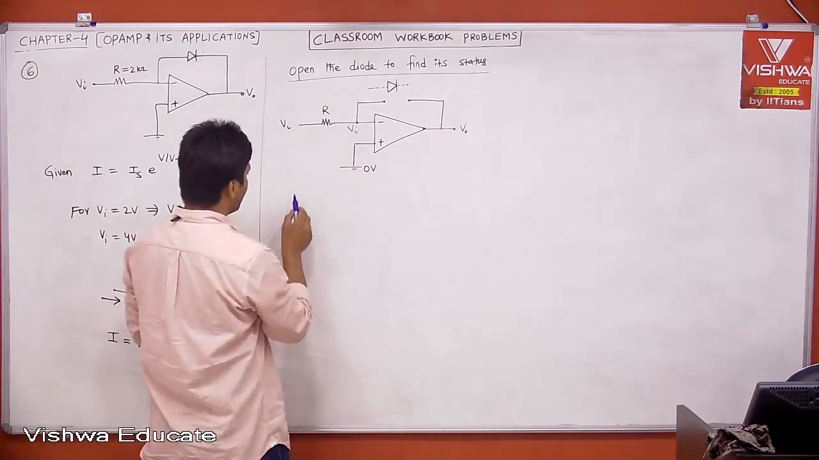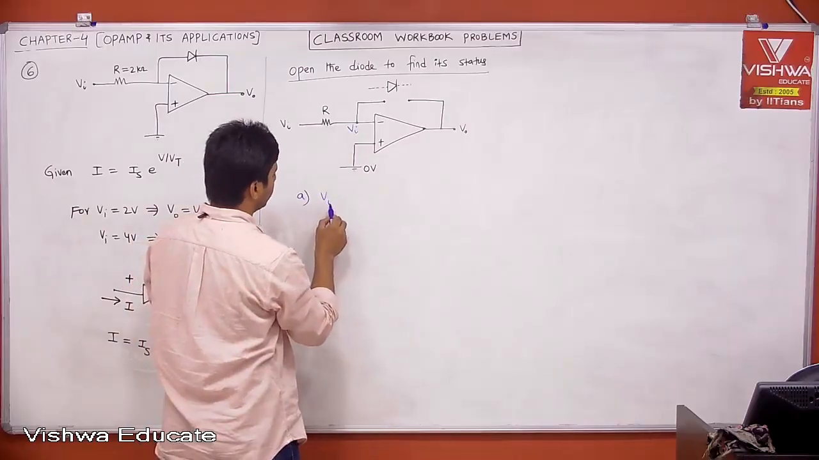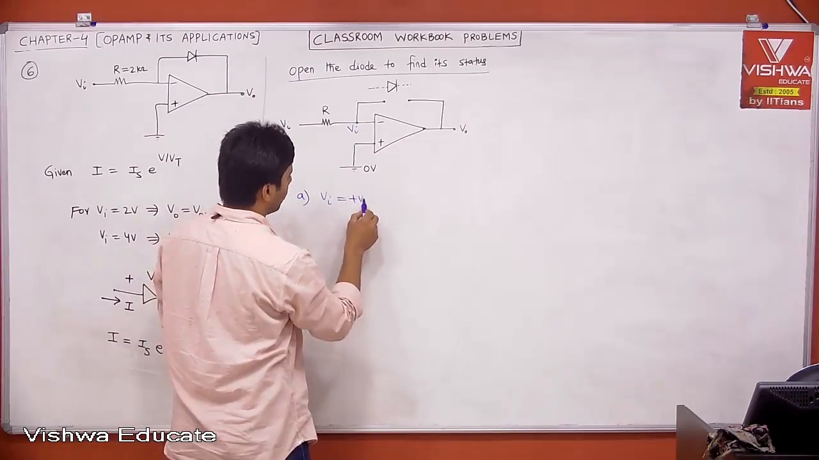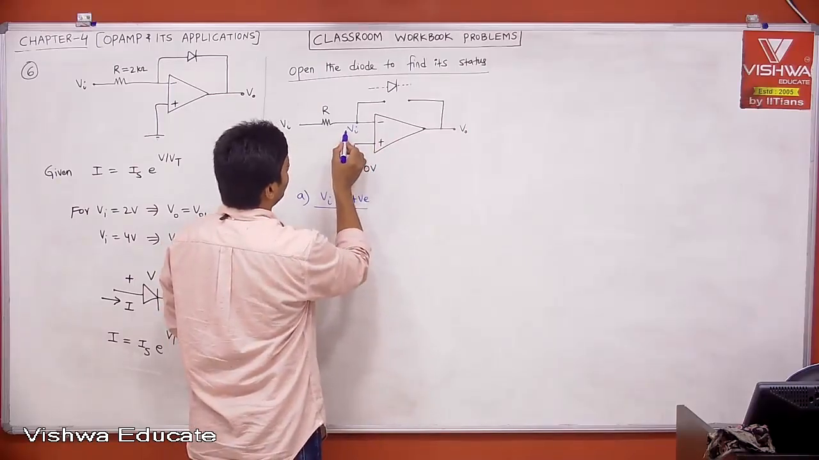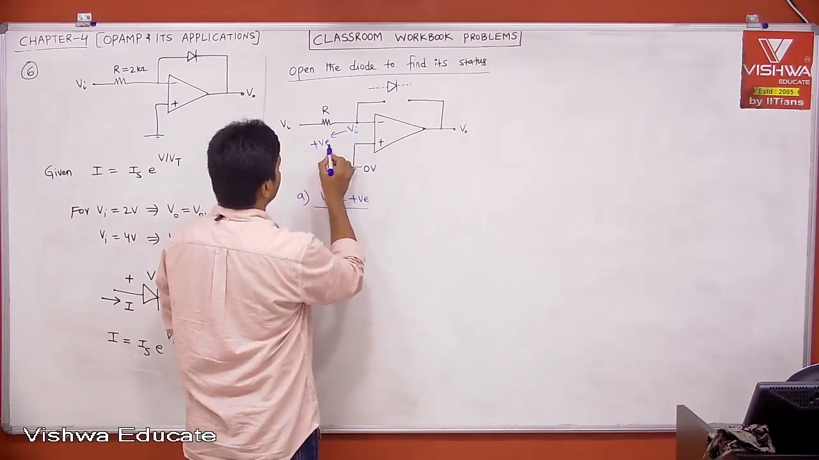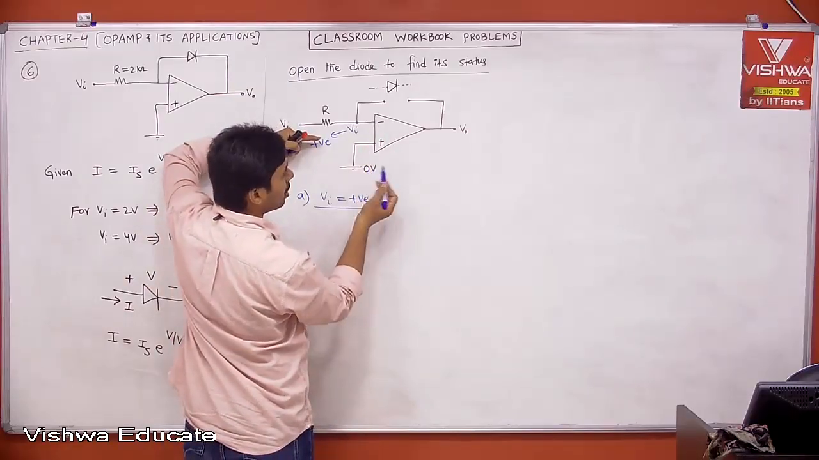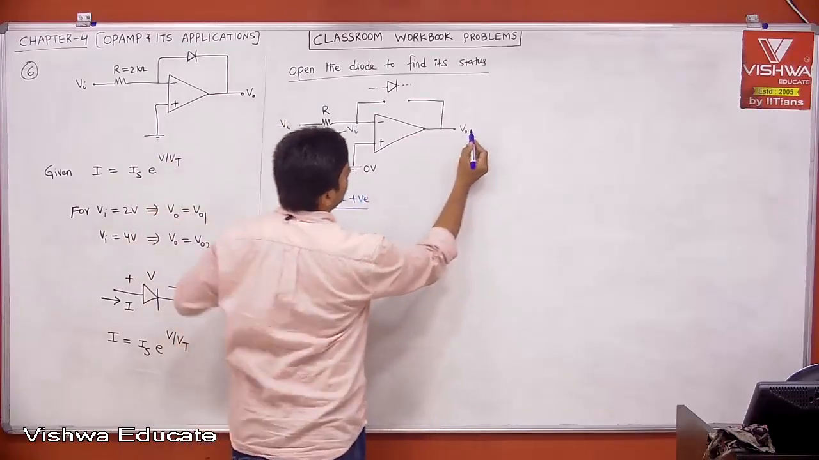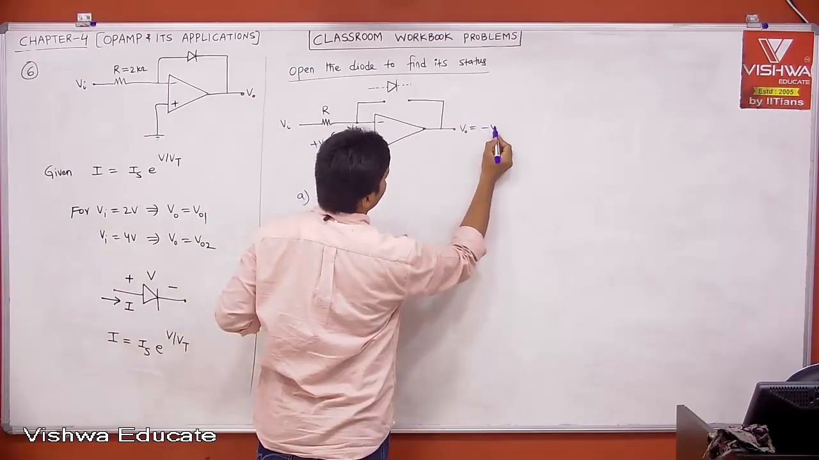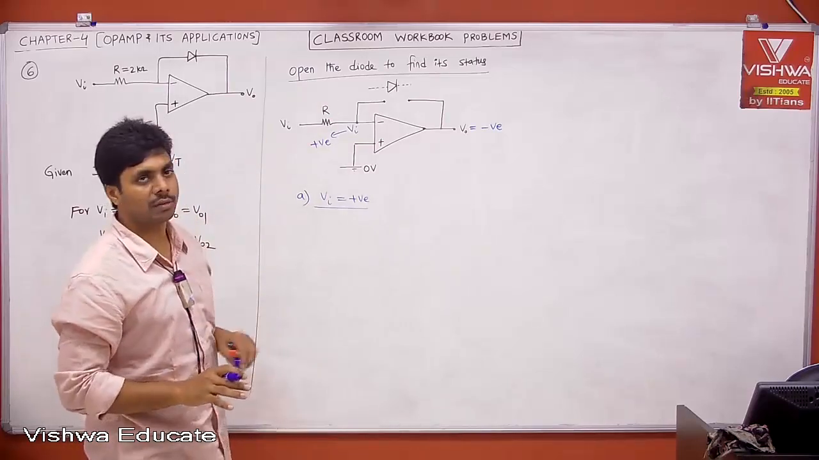Now let's see. Case A. If VI is positive, therefore, this is positive. When VI is positive, then this is 0, which is more. Minus is more or plus is more, because this is a comparator, right? Therefore, minus is more, then output will be minus Vsat, or I can say negative. I don't bother about the magnitude, whether it is positive or negative, to find the status of diode.